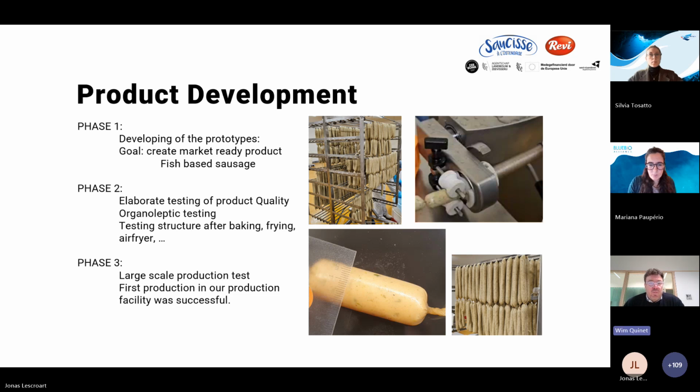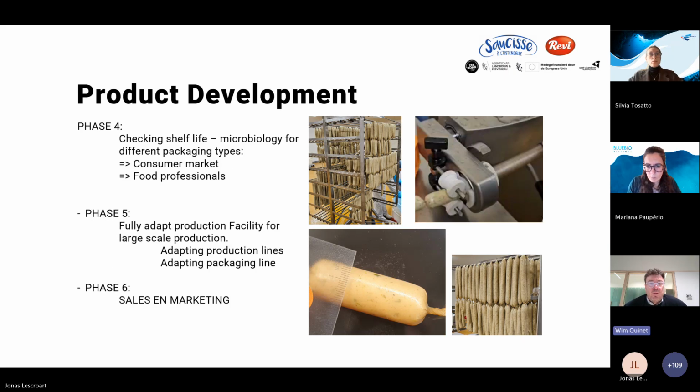Phase 1, development of prototypes, create market-ready products, fish-based sausage, easy to prepare, and let's say an easy-going tasting product. We had some very elaborate testing in phase 2 of product quality, organoleptic testing, structure, before and after frying, baking, of course, all microbiological and organoleptic testing. Phase 3 was to make those products on a larger scale, buying machinery and get a market-ready product at full production.